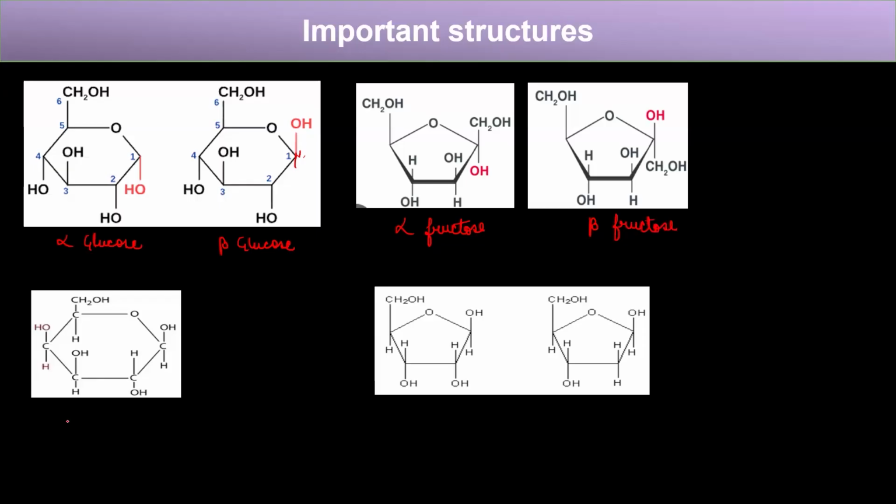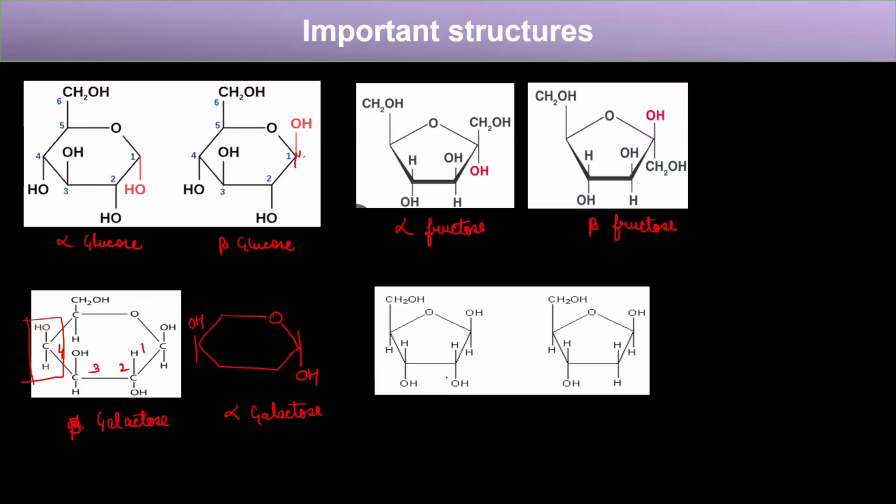Now, here what do we have? We have this 6 carbon sugar, but the OH at the 4th position is above, and the OH at the 1st position is also above. That makes it alpha galactose, right? Sorry, beta galactose. That makes it beta galactose. And if we want to draw the structure of alpha galactose, everything will be the same, except here the OH will be down, and this OH is up. So this will become your alpha galactose.